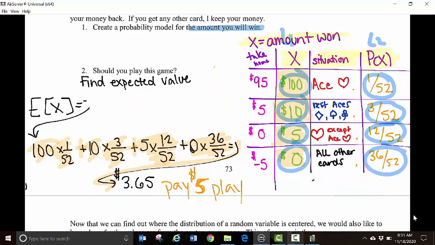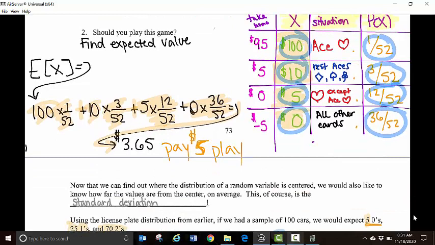So then the question is, should we play this game? It costs you $5 to play, and on average, if you played over and over and over again, you're only going to win $3.65. So should you play? No. That's not saying that you win $3.65 once. It means the combination of wins and losses are going to come out to $3.65. Okay? All right.